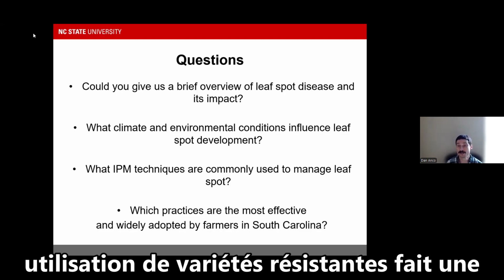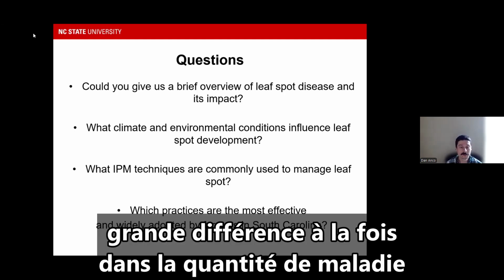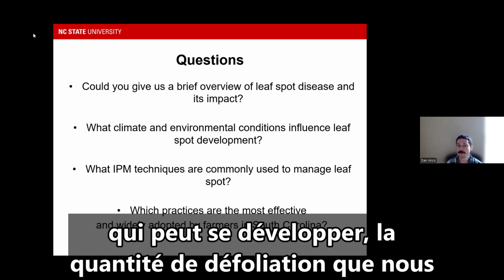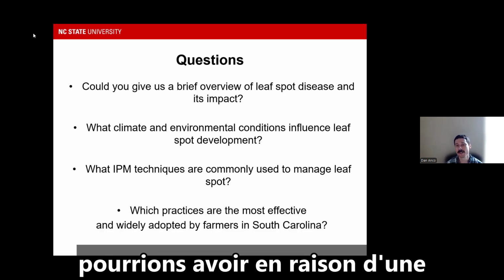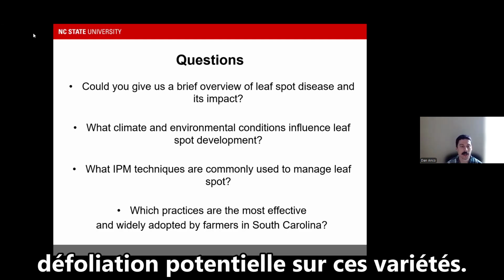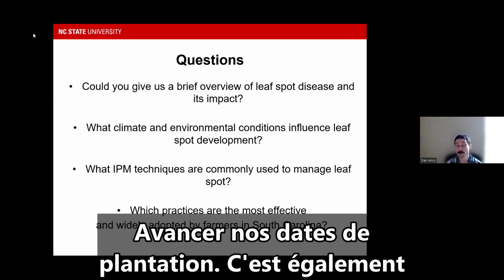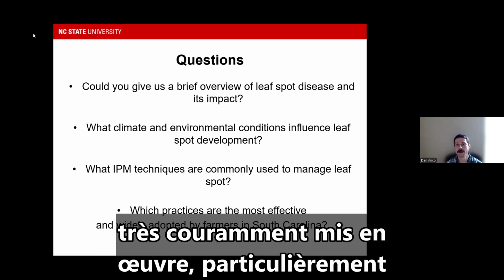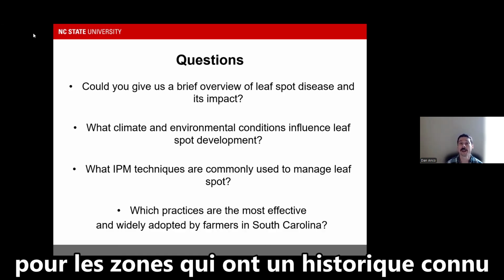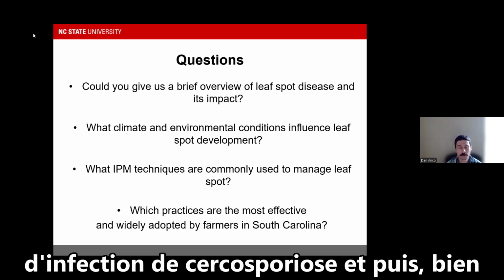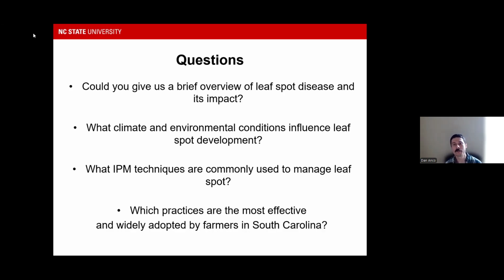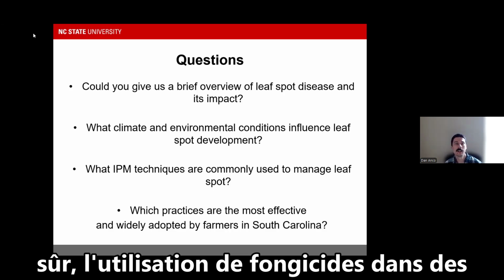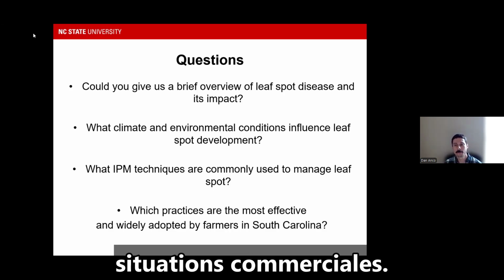The use of resistant varieties makes a big difference in both how much disease may develop, how much defoliation we might get, and then how much loss we might get as a result of potential defoliation on those varieties. Moving up our planting date, that's also very commonly implemented, particularly for areas that have a known history of leaf spot infection, and then of course the fungicide use in commercial situations.